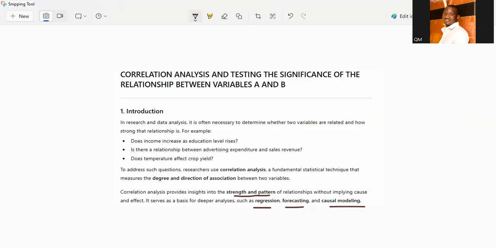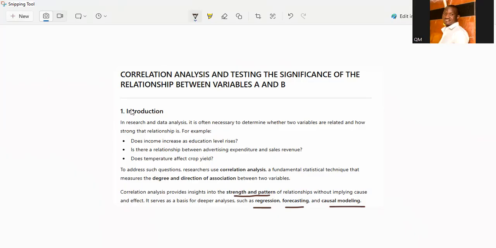Correlation analysis is very important in research. So we're going to start with understanding a few key terms. What is correlation? What is a variable? What is a negative correlation? What does it mean when we have a positive correlation?